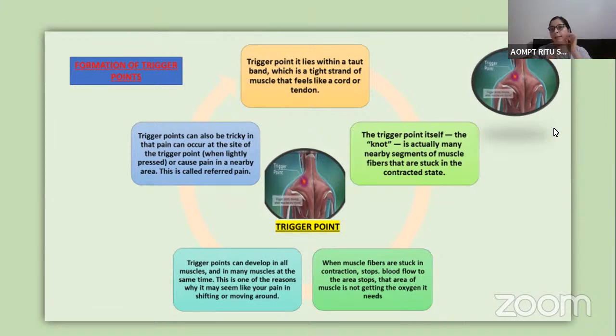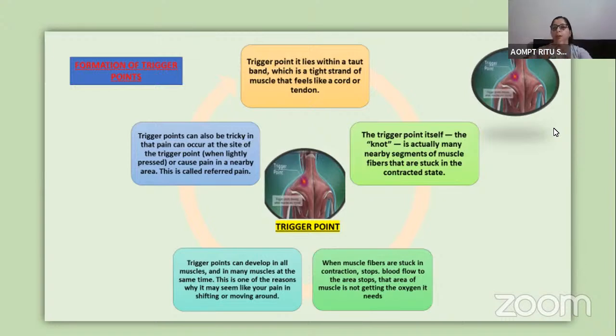To release the trigger point, whether it is an active trigger point or a latent trigger point, which is already in a sleeping position but activates when we activate the muscle, we have to check whether only active trigger points are there or latent trigger points also. These create a referred pain, twitch response, and jump sign. By that we can evaluate that there is a trigger point.